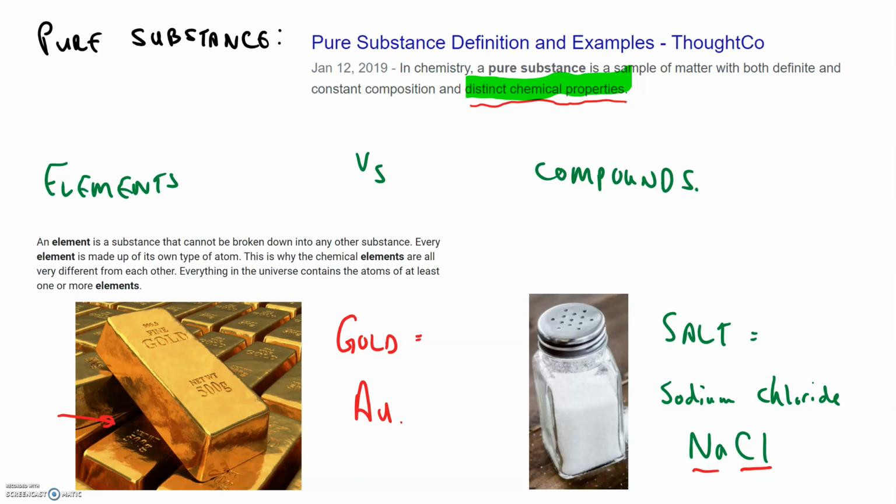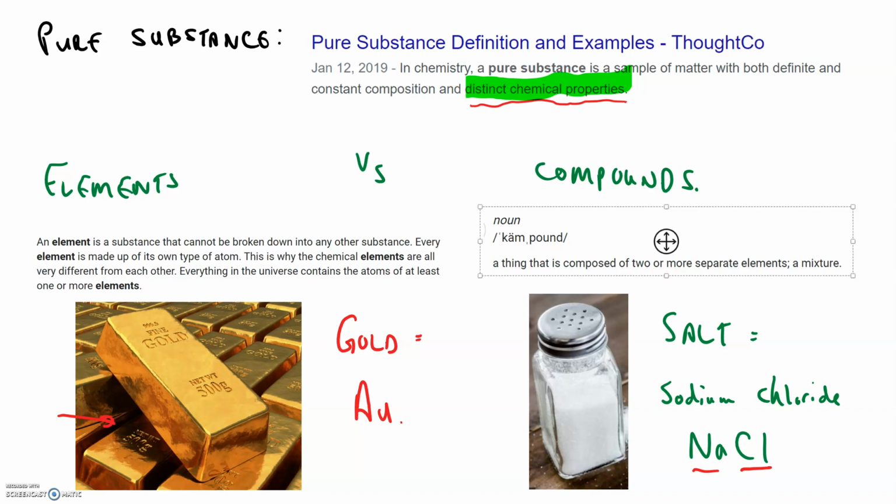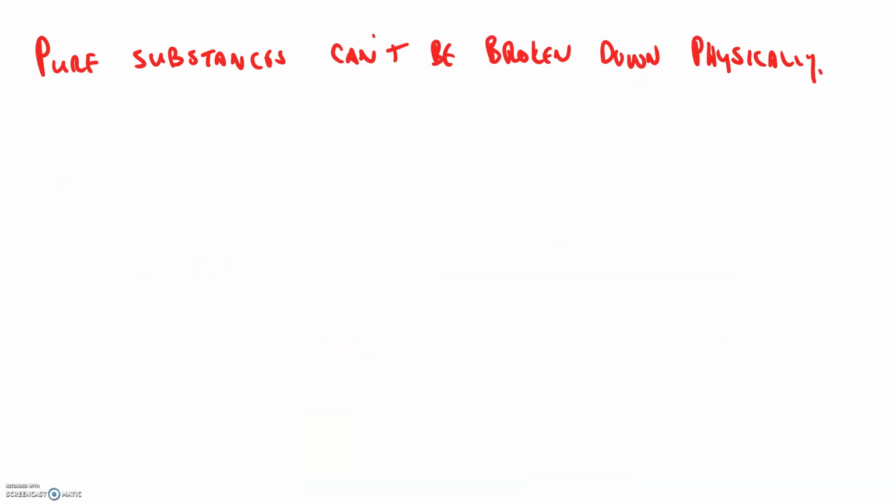That's what we call a compound, which in this case, according to the vast interwebs, is defined as a thing that is composed of two or more separate elements. Okay? Let's ignore this part that says a mixture because we're going to call that something else. Now, what's important to remember about pure substances is that there is no physical way possible to break these down. Let's put that in a place we can look at it. Let's elaborate on this further.